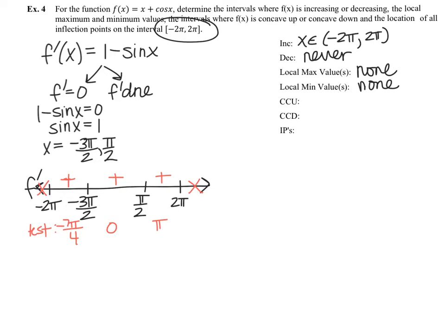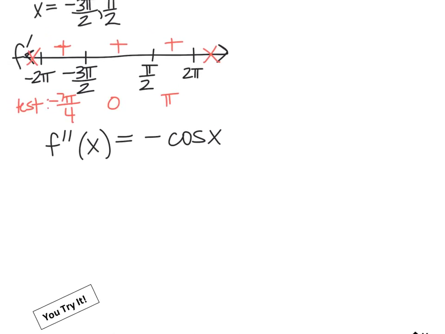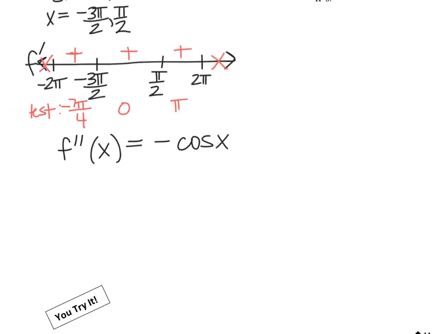So now we're going to move on to the second derivative so we can analyze concavity. The second derivative is the derivative of the first derivative. So the derivative of 1 minus sine of x will be negative cosine of x. And then we need to analyze where the second derivative may change sign.